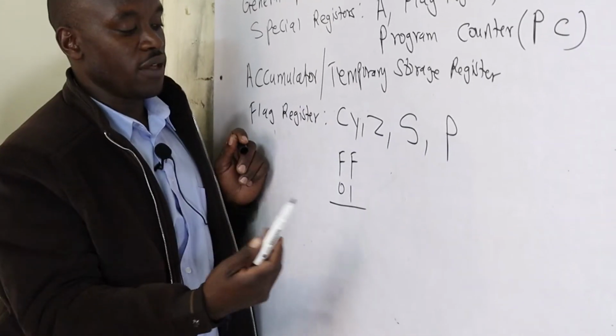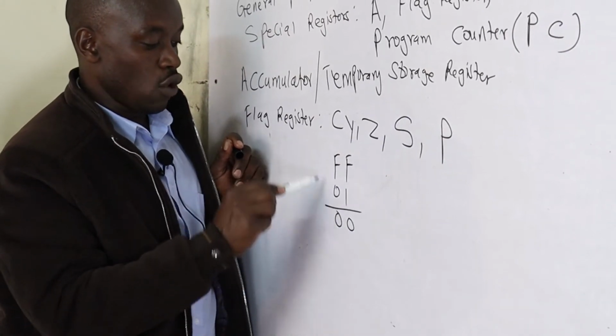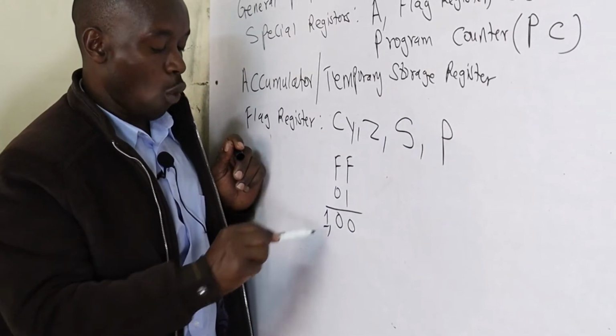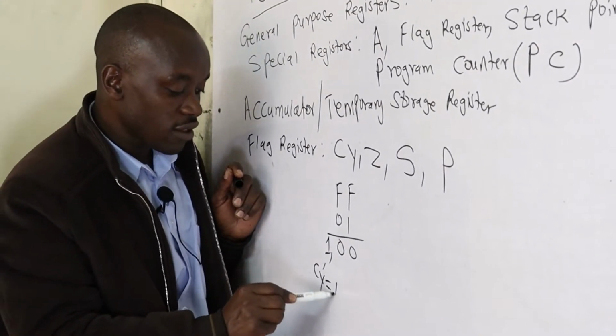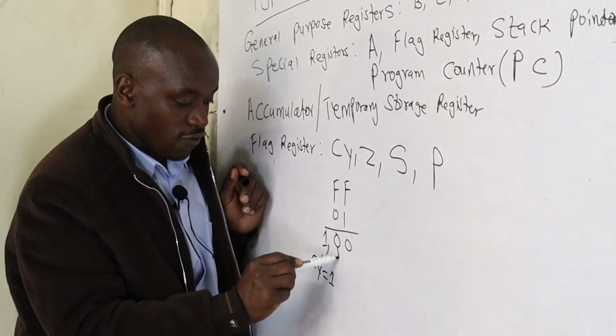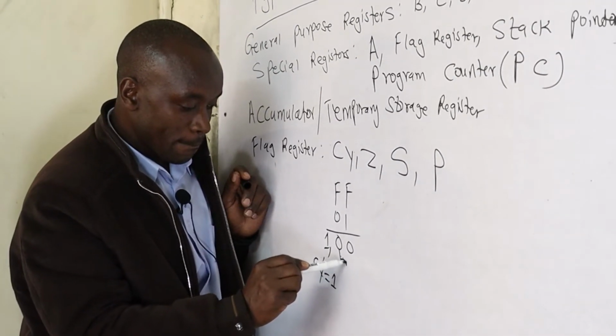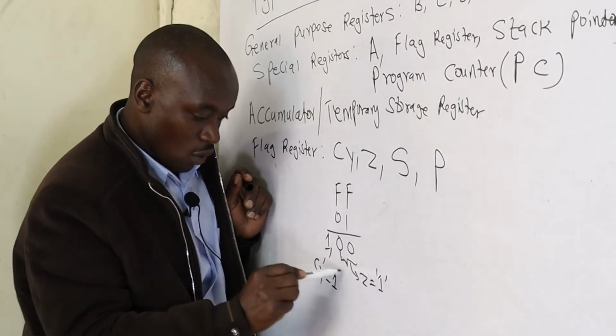So remember in hexadecimal, if it is F plus 1, it will be 1, 0, 0, and then there is a carry of 1. So for your information, the carry flag here will be set because there is a carry. And because the result is 0, also the zero flag here will be set at logic 1.